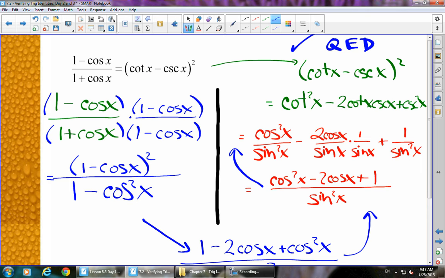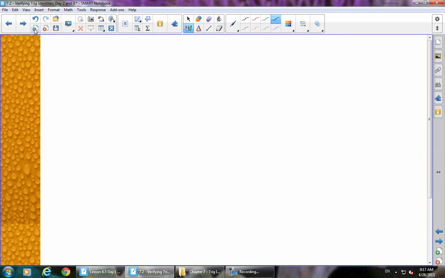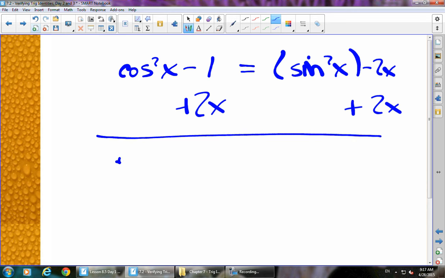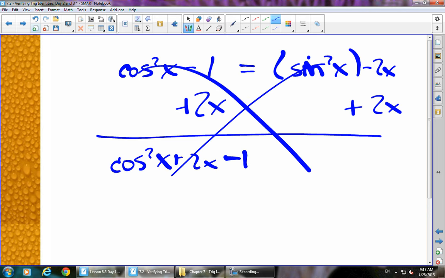Now, some of you guys are probably saying, but Mr. Hayes, you said I can't do both sides of the equation at the same time. I said, no, you can't do the same things to both sides of the equation at the same time. I said you could start and kind of work backwards. What I'm saying you can't do, and we're going to come back to this slide, don't worry, is, let's say I had cosine squared x minus 1 is equal to, you know, sine squared x minus 2x or something like that. I could not say, oh, I'm going to add 2x to both sides. You can't do stuff like that. Don't write it down. No, you can't do that.